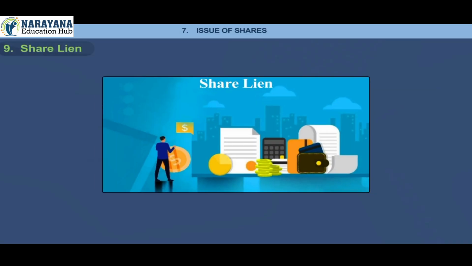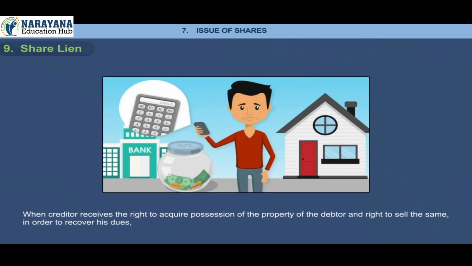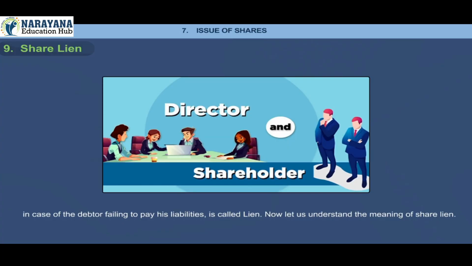9. Share lien. Let us first understand the meaning of lien. When creditor receives the right to acquire possession of the property of the debtor and right to sell the same, in order to recover his dues, in case of the debtor failing to pay his liabilities, it is called lien. Now let us understand the meaning of share lien.